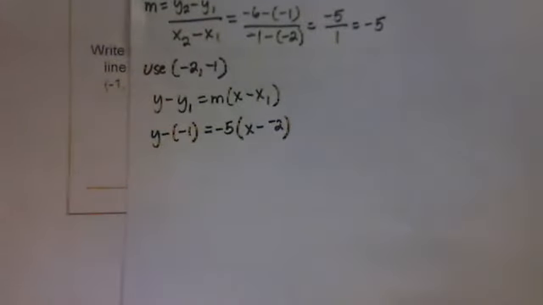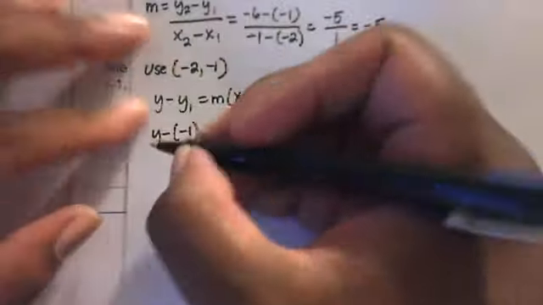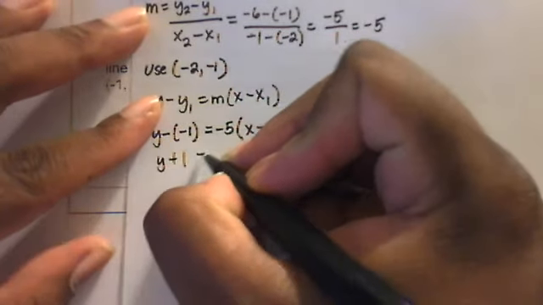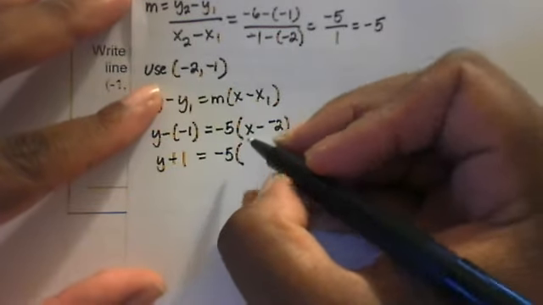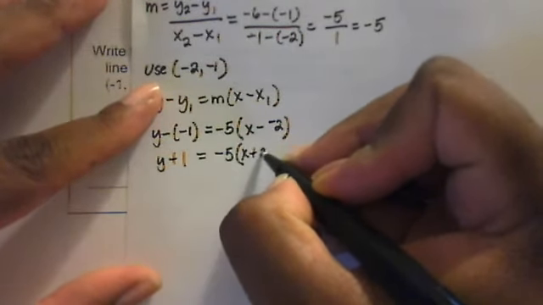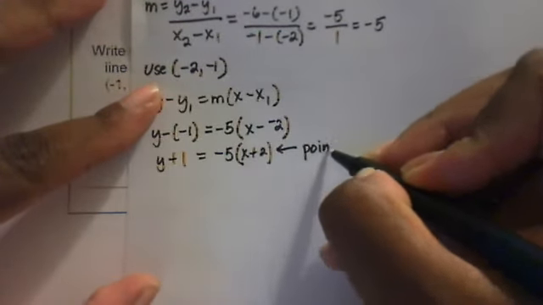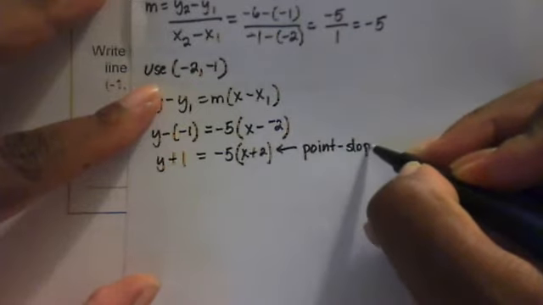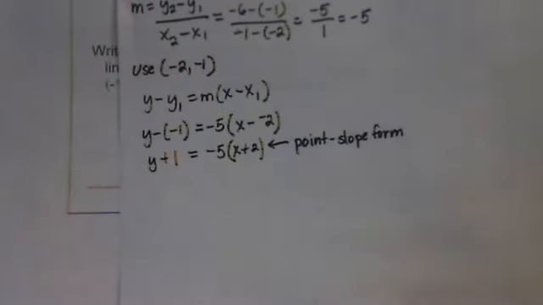Now I could have used the second point, and I'm still going to get the same equation once I finish this out. Now y minus a negative 1 is the same as y plus 1. That's equal to negative 5 times the quantity x minus negative 2, which is the same as x plus 2. That equation is written in point-slope form. So this is the point-slope form of the equation of that line passing through those 2 points, negative 2, negative 1, and negative 1, negative 6.